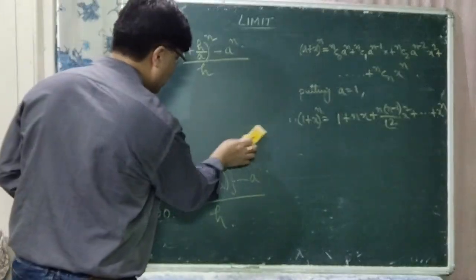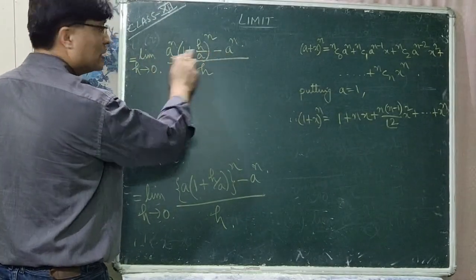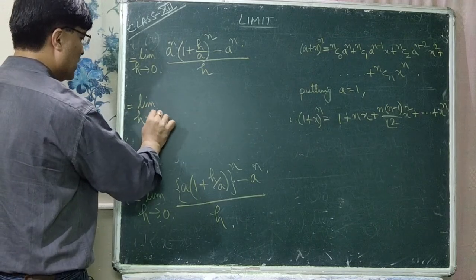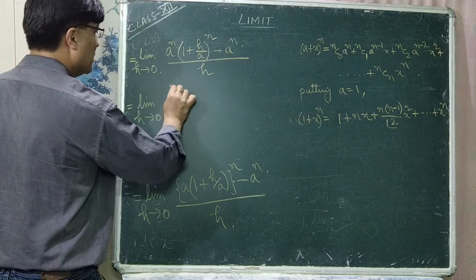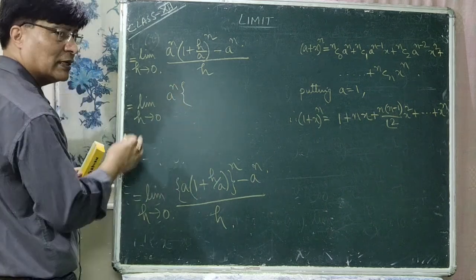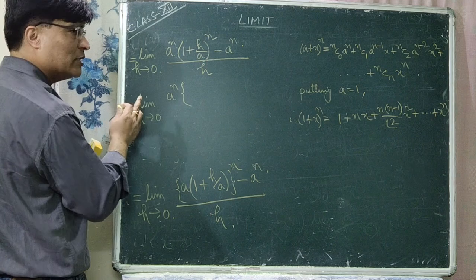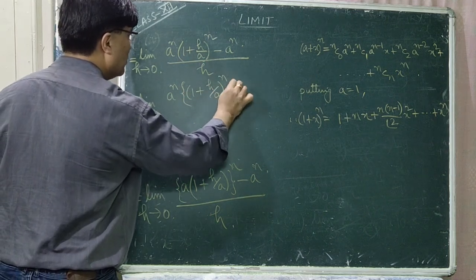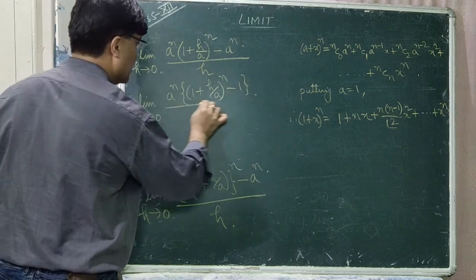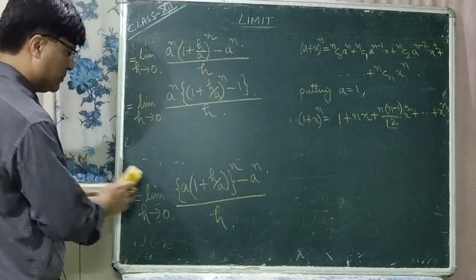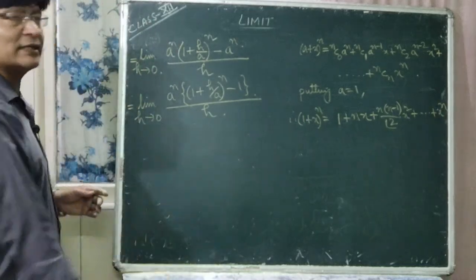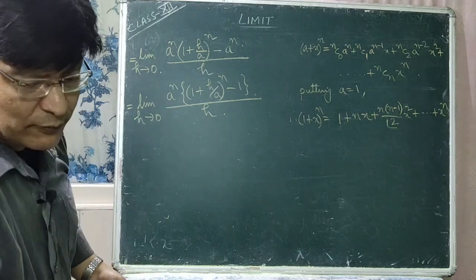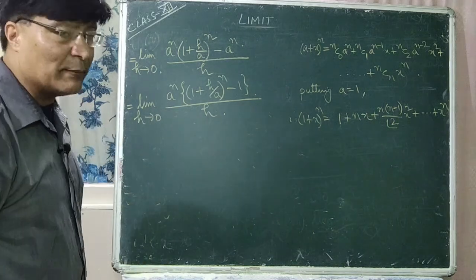So in the next step, what will you do? We can take common out here. a to the power n is common here. So which is equal to limit h tends to 0. So here a to the power n is taken common. So within second bracket, what do we have? 1 plus h upon a whole to the power n minus 1. This whole divided by h. So is that clear now? So what will you do in the next step now? Now you have to again simplify it.